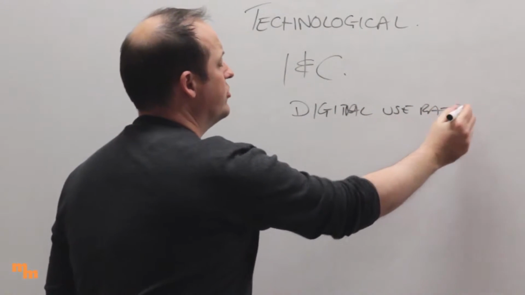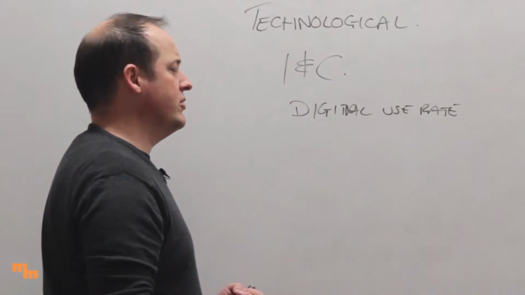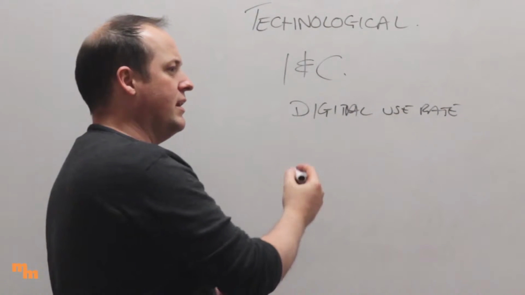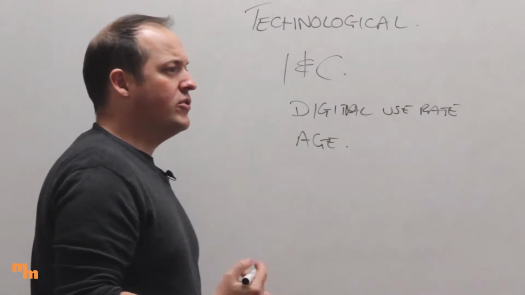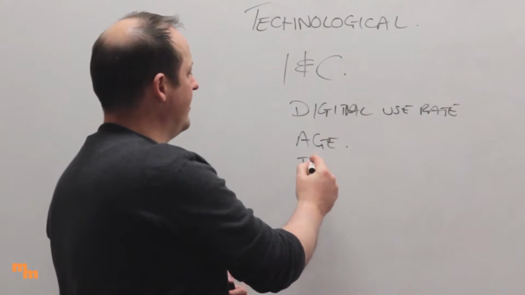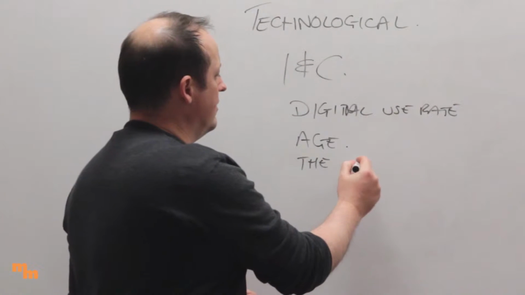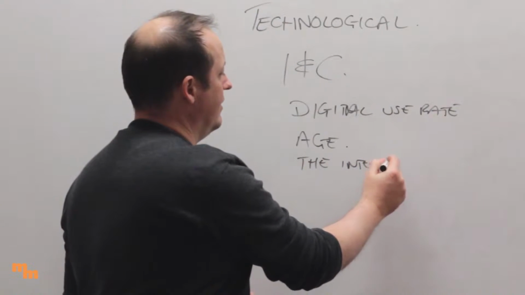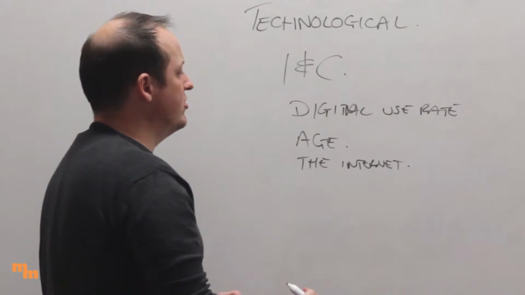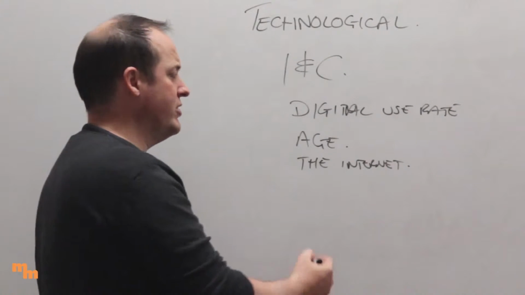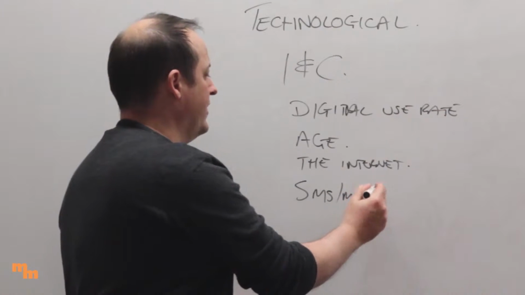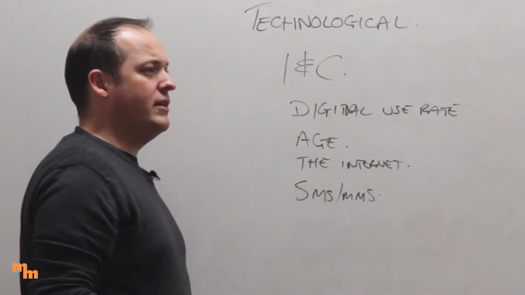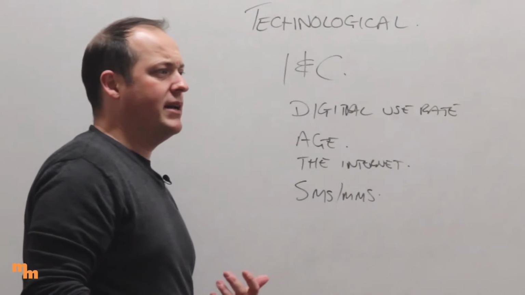We're looking at the digital usage rate, how often people are interfacing and using technology. We're looking at the age of interactivity. We're also starting to think about the internet itself and what's coming out there, looking at different changes about what platforms and what services are available. And things like SMS and MMS certainly had quite a bit of an impact when they came out and started to change how we market a lot of things.